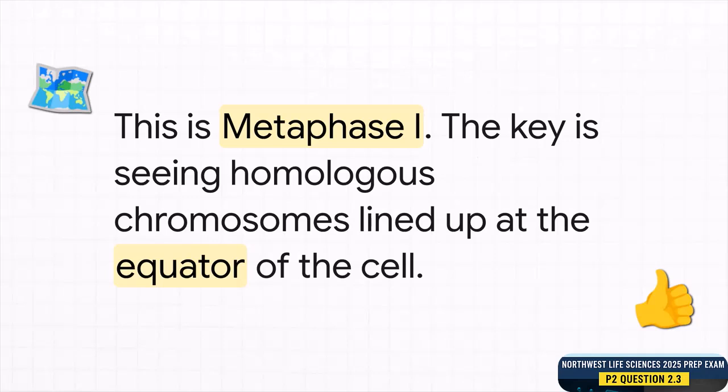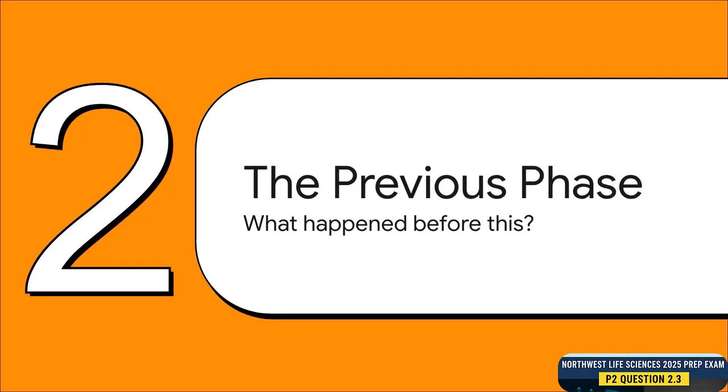Okay, so we know the parts. Now for the big question. What phase are we even looking at? Well, if you look closely, you can see how those homologous chromosomes are lined up right down the middle, at the cell's equator. And that is the classic textbook sign of metaphase 1. Boom, nailed it.